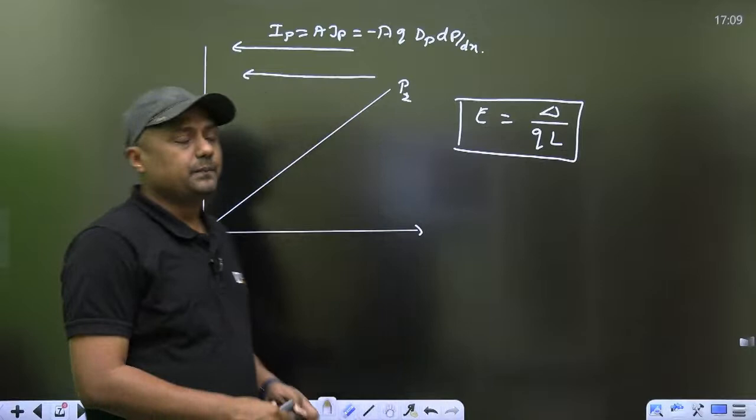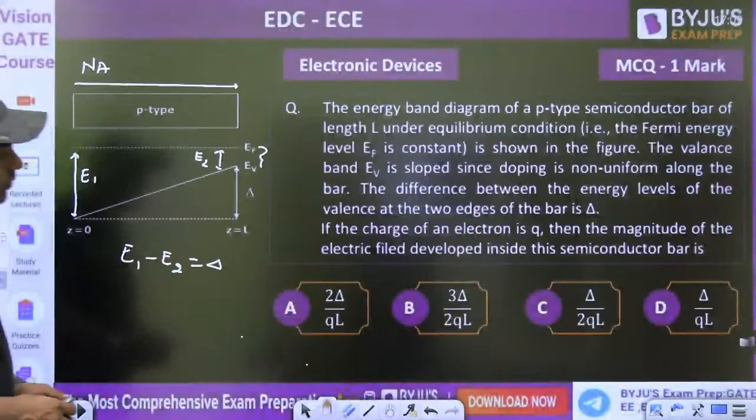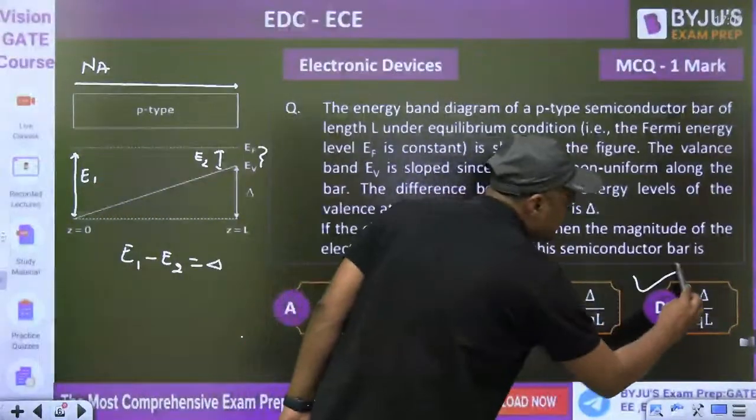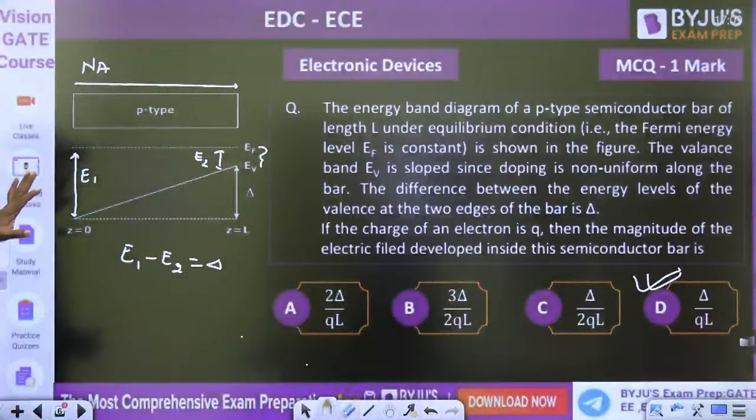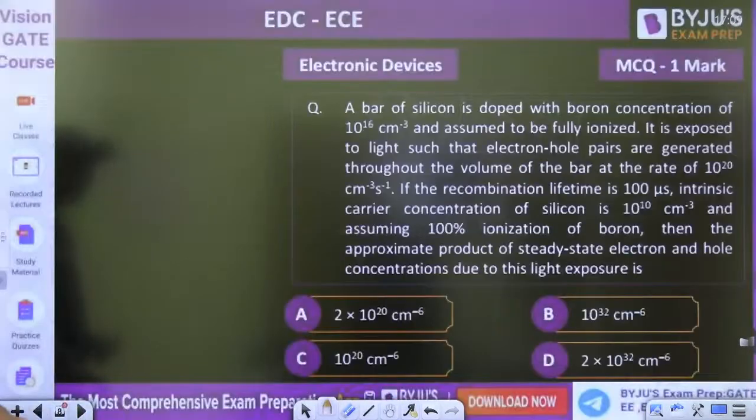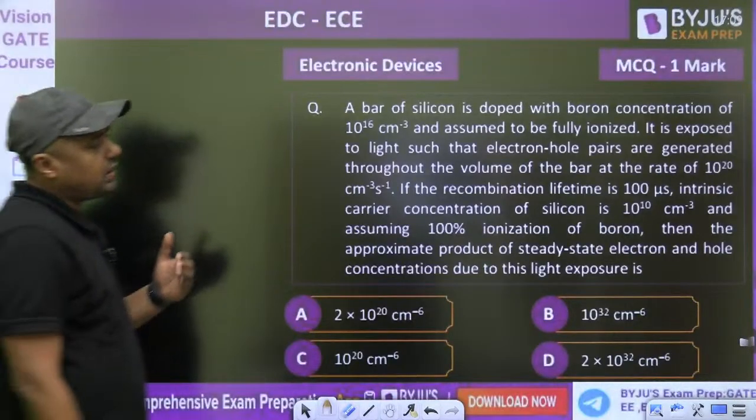Now next one, what is the answer for D? In my number of sessions, I have derived all the formulas for this type of questions, so please go through them. Then if you find any difficulty, please tag me so that I will arrange a session for you.